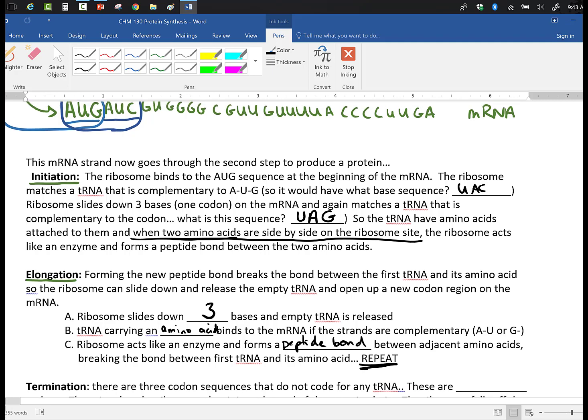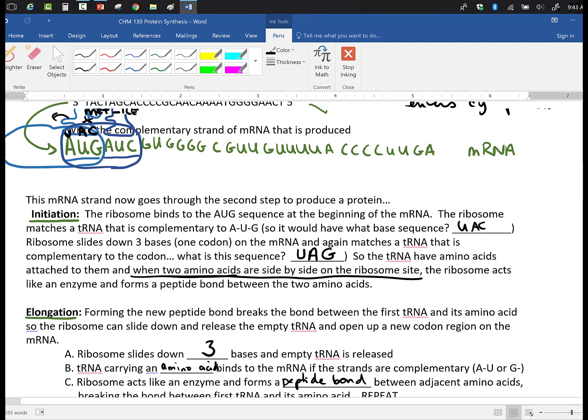So if we look at this, GUG, GGG, CGU, UGU, UUU, ACC, CCU, and then UGA. So in theory, how many amino acids would there be? 10. Okay, so there's 30 bases. That would represent 10 amino acids in the protein.